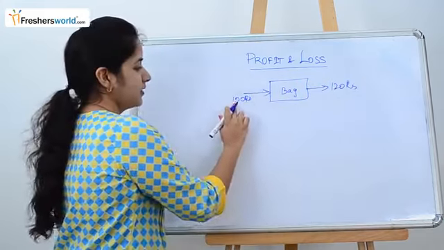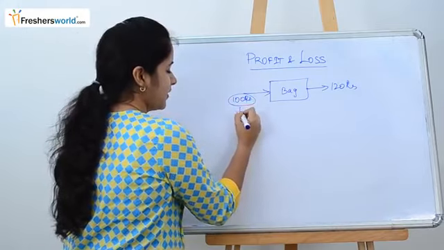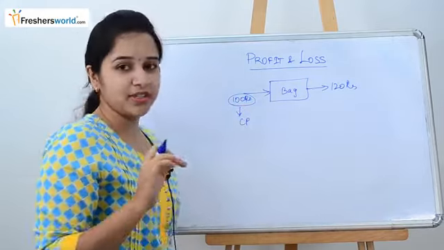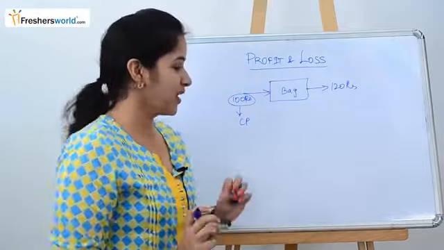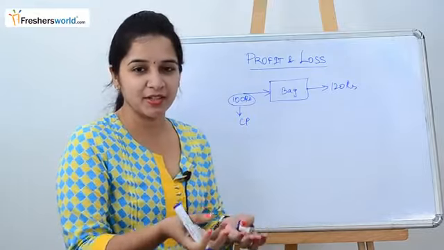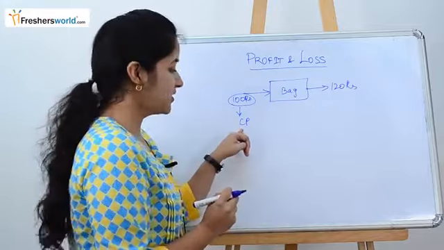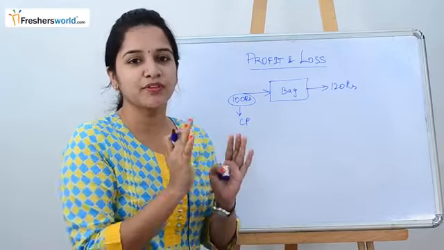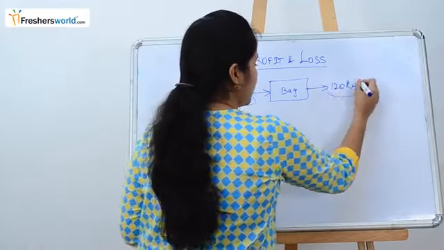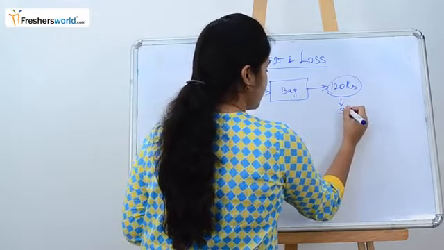So this is what we call the cost price. Why do we call it the cost price? Let's say you're getting this bag from a wholesaler or something. So you're paying this 100 rupees to get this bag. So this is your cost price. And you're selling this bag, let's say to your friend B, at 120 rupees. So this is your selling price.